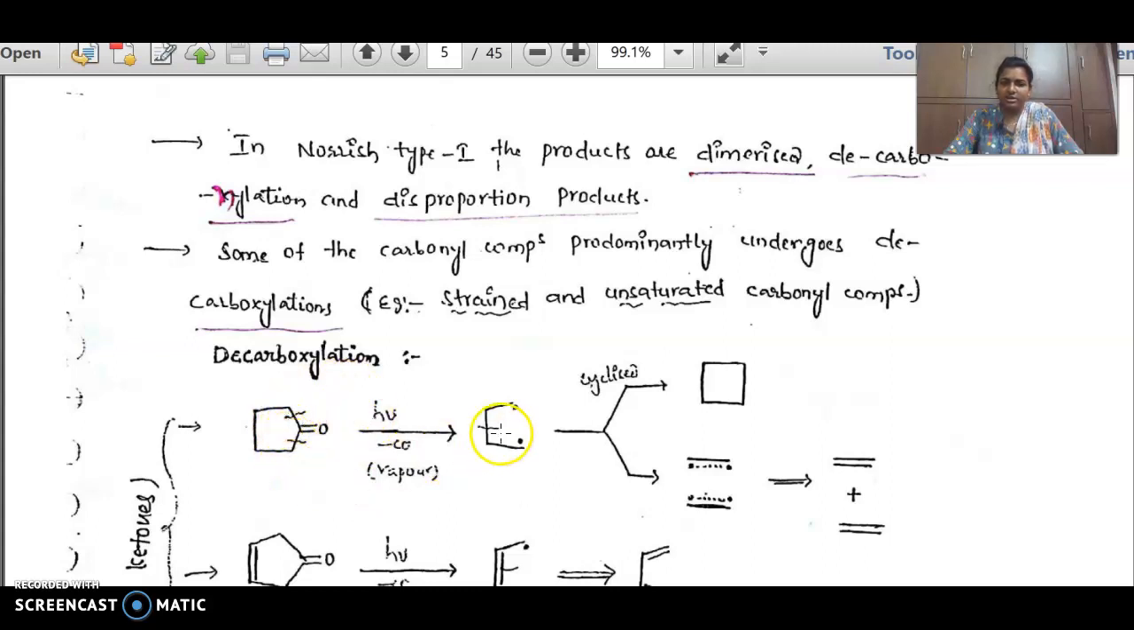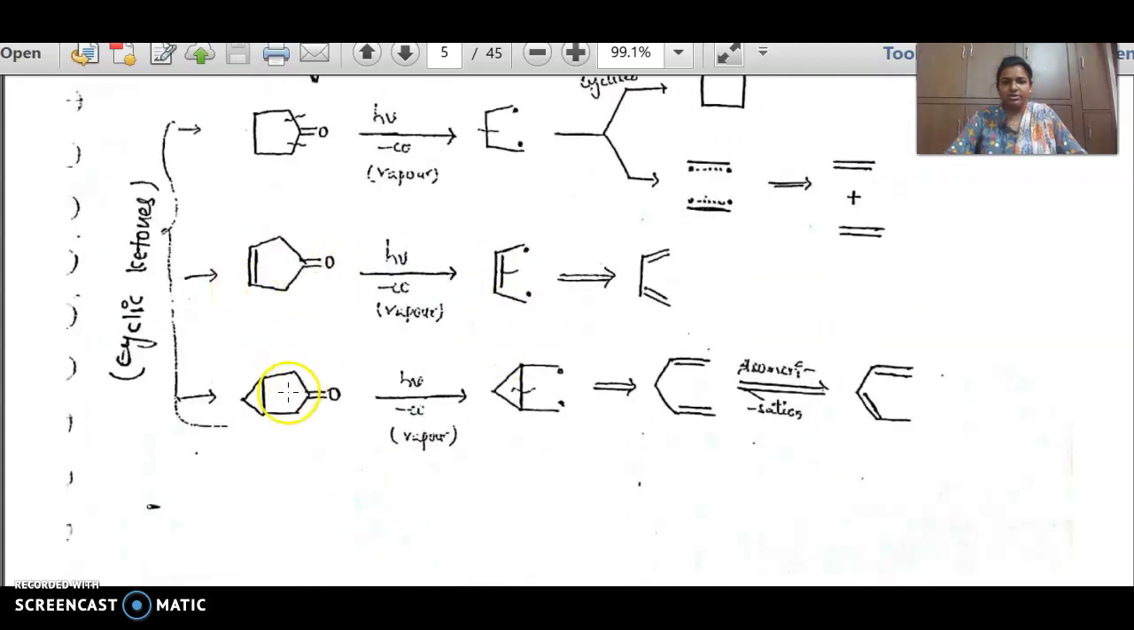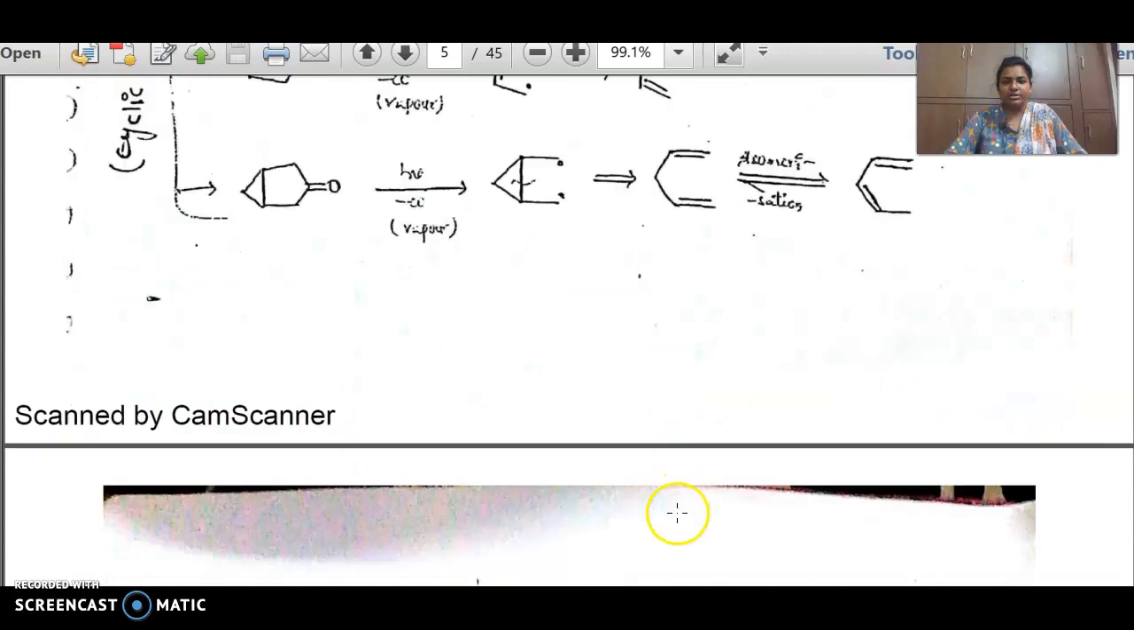Here you are getting one radical. If this and this are involved in the bonding, you will get cyclobutane. If again the cleavage occurs here, homolytic cleavage, you will get this. If you cleave this, one radical here, one radical here, you will get a double bond and a double bond. Okay, all these are examples. Another one, this also in the presence of light. These are all the examples.